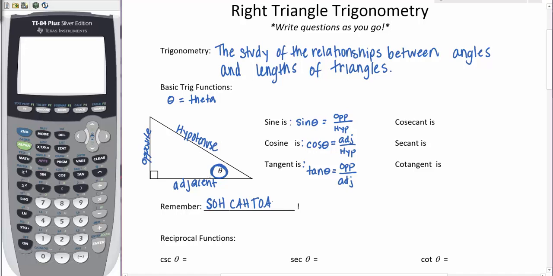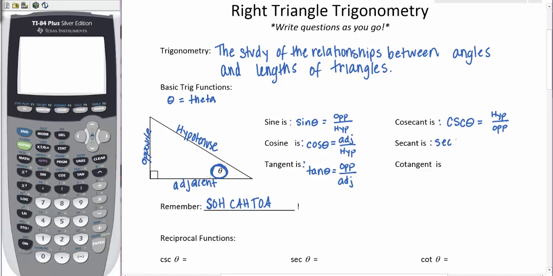So there are also some reciprocal functions. So we have cosecant, secant, and cotangent. There are 6 trig functions in total. We abbreviate cosecant as CSC, and that is always the reciprocal of sine. So that's going to be hypotenuse over opposite, right? Just the reciprocal of this fraction.